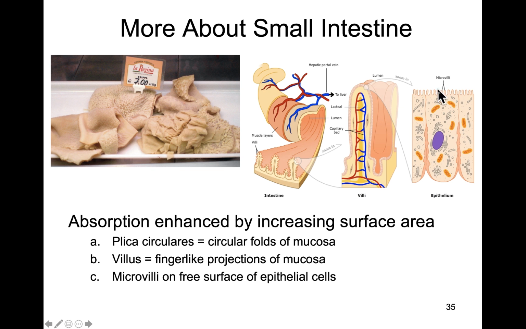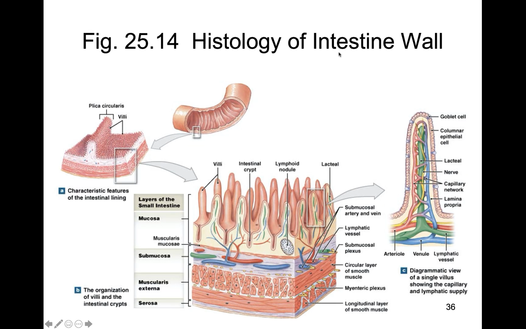Those are the hair-like structures there. This is a cross-section of the intestinal wall, so you have three layers: mucosa, submucosa, and muscularis externa. There's a lot of smooth muscle in the muscularis externa, and the serosa is where the ligaments attach it to the abdominal wall. And then you have the villi, and when you zoom in on the villi, you're going to have microvilli.